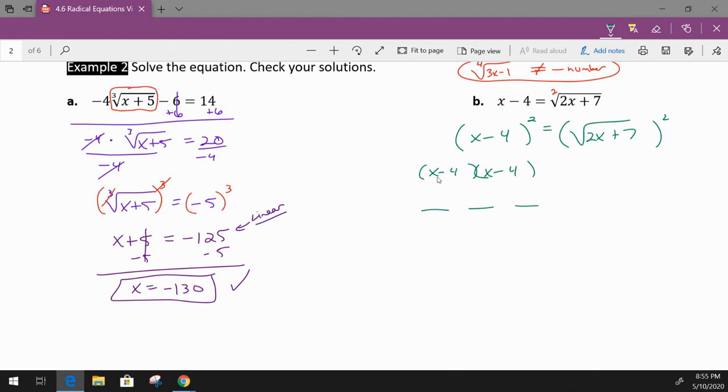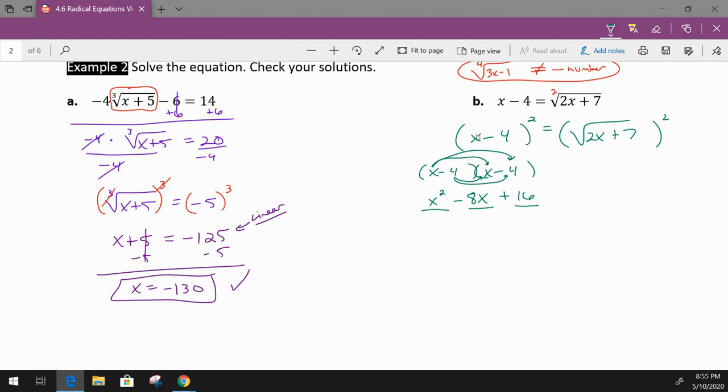So that trinomial, the first term comes from taking the x times the x. The middle term comes from taking the x times the negative 4, which is negative 4x, and the negative 4 times x on the inside, which is another negative 4x, which will then combine to give you a negative 8x in the middle. And then your negative 4 times your negative 4 is a positive 16.